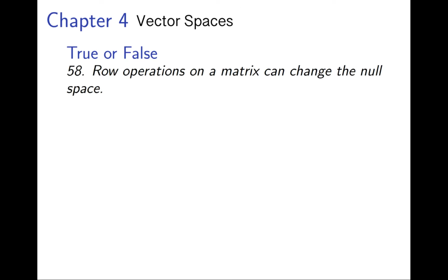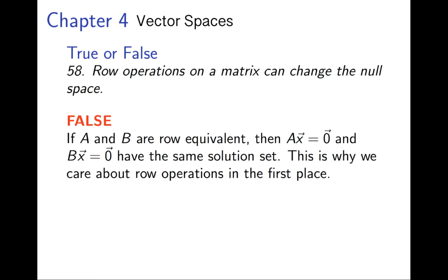Number 58. Row operations on a matrix can change the null space. That's false. The reason is if A and B are row equivalent, then AX equals 0 and BX equals 0 have the same solution set. If they didn't, then we would not care about row operations in the first place. So the reason why we use row operations and the reason why they're useful is that they don't change the solution set. And the null space could be seen as the solution set of AX equals 0.